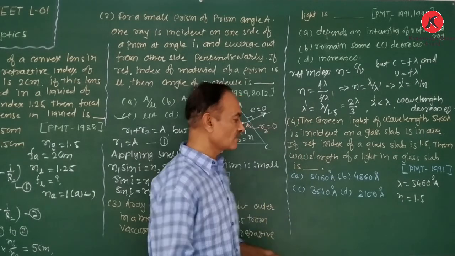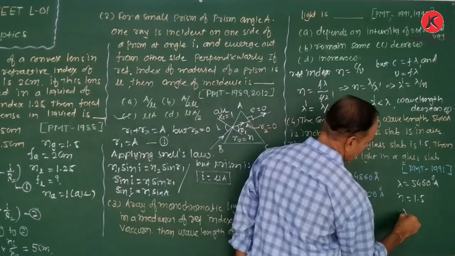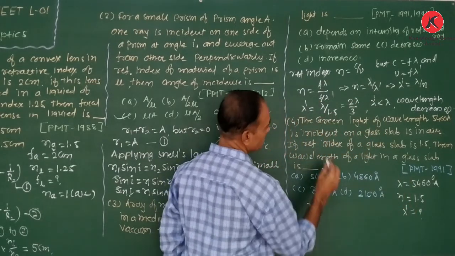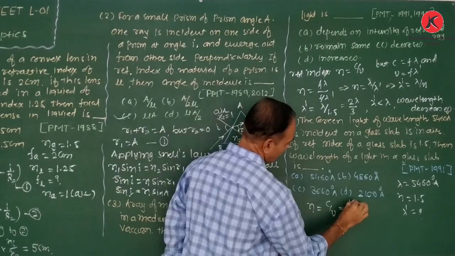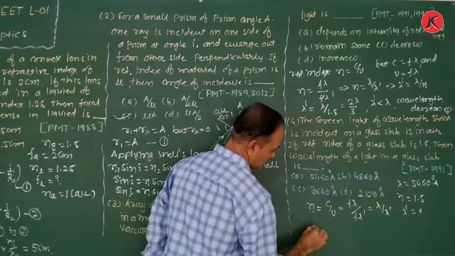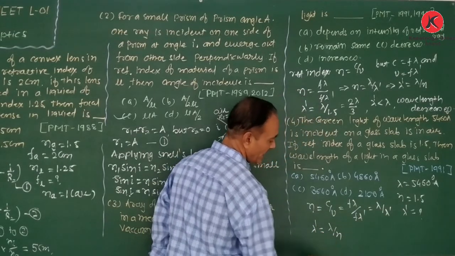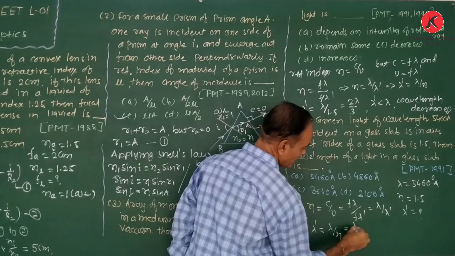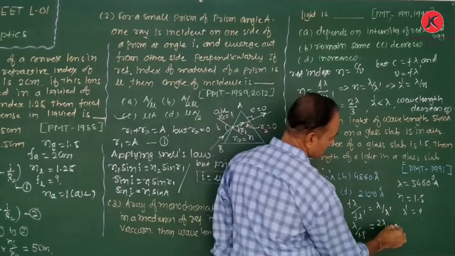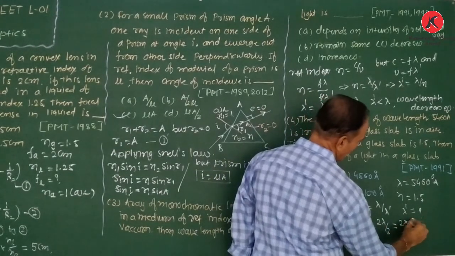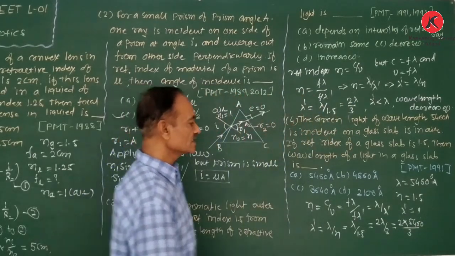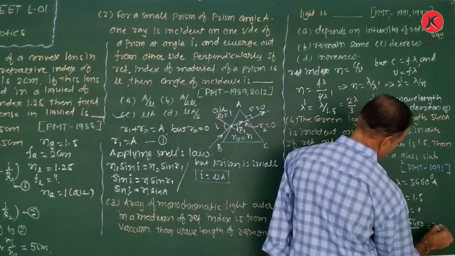The refractive index n is equal to, we require the lambda dash. Now, the refractive index n is equal to c by v. Therefore, f lambda upon f lambda dash. Therefore, lambda upon lambda dash. Therefore, lambda dash is equal to lambda upon n, which is lambda upon 1.5. Therefore, 2 lambda by 3. Therefore, 2 times 5460 upon 3. Therefore, we obtain 3640 angstrom.